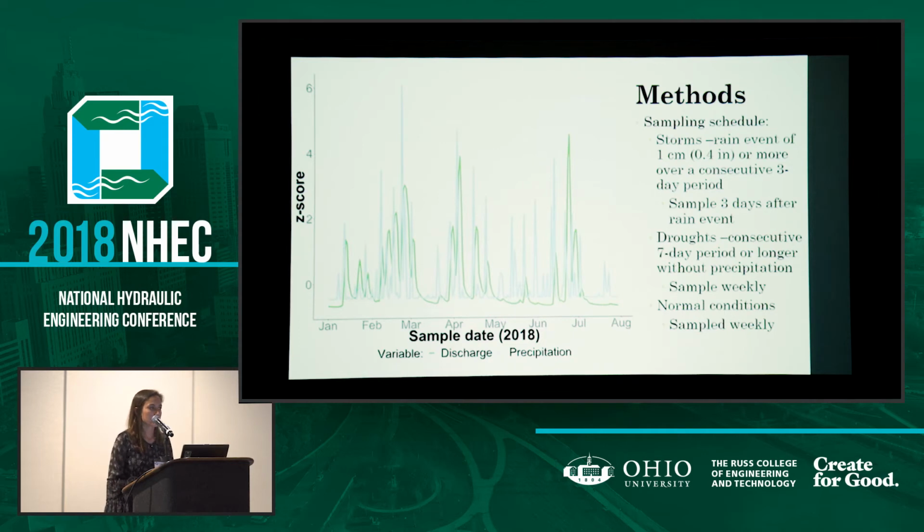And so storm events are basically any rain event of 1 centimeter or more over a 3-day period, and that's just because that's when Hewett Fork shows a response. And I'll be sampling storm events 3 days after the rain event ends because it's very flashy and I have to be able to access the stream bed. Droughts, should we ever see one, are 7 days or longer without rain. And normal conditions are anything else, and those are sampled about weekly. I rely on volunteer assistance, so it kind of depends on when people say yes.